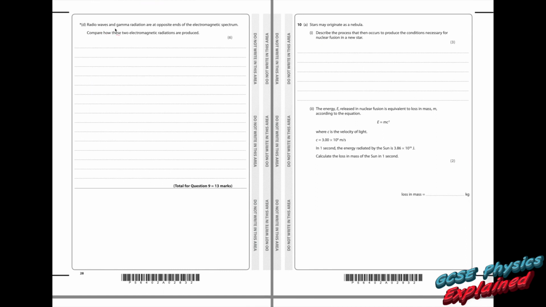Question D. Radio waves and gamma radiation are at opposite ends of the electromagnetic spectrum. Compare how these two electromagnetic radiations are produced. And it's a 6 marker. Okay, let's talk about radio first. So they are produced using alternating current. And it's the free electrons that are moving backwards and forwards. And they're basically produced by humans. And we can produce them in aerials and electric circuits.